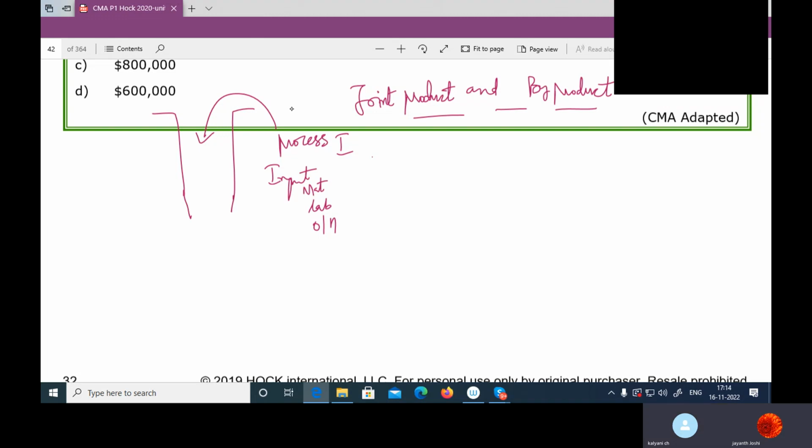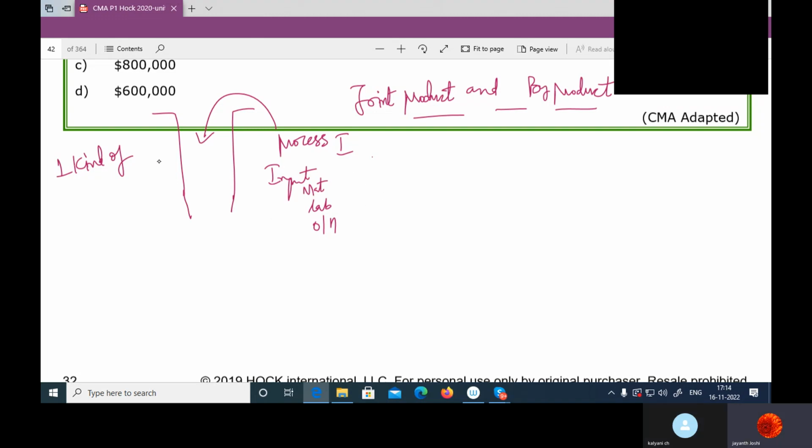Fine. So if this one process gives just one kind of good, we put raw material in, and we are producing some product. If one process gives only one product, then it is normal production. But if one process gives two different products, then that is called joint product. What is it called? Joint product.